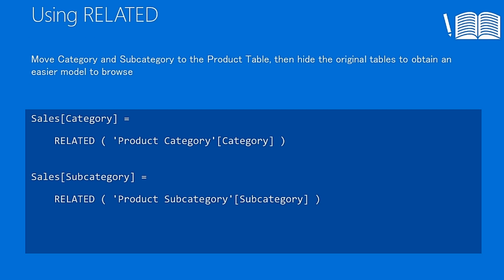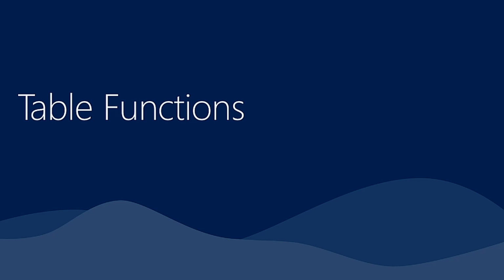So, you can use related to move values from one place to another. In this case, you can use related to move category and subcategory from the product table to the sales, or from the categories to the sales. Or you can use related to do further calculation like sum x and compute the sum of sales.